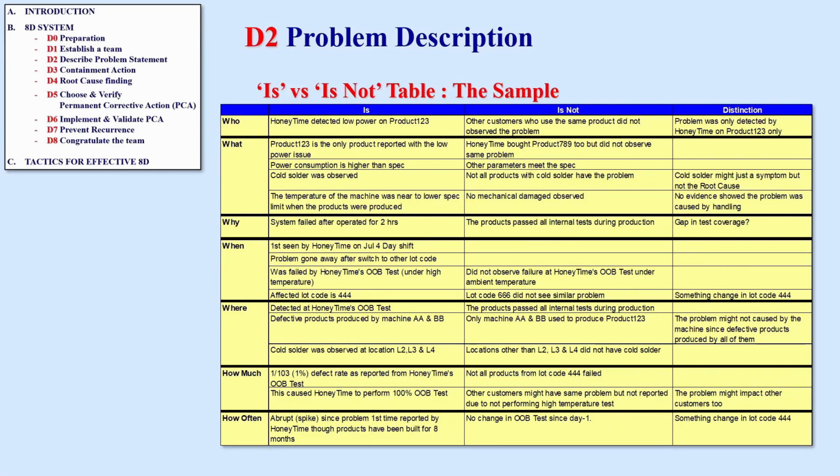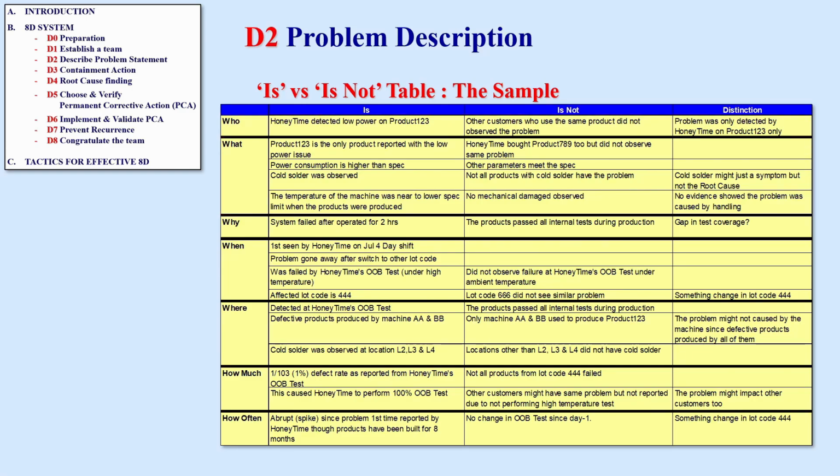This is the sample of is versus is not table. Who? Let's assume Honeytime is your customer, who reported the issue. They found low power on a product, named product 123, while other customers who use the same product did not observe the problem. Hence, we can make a distinction here, that the problem was only detected by Honeytime on product 123 only.